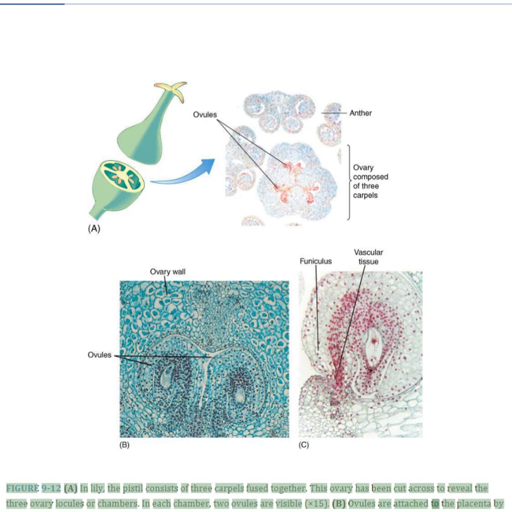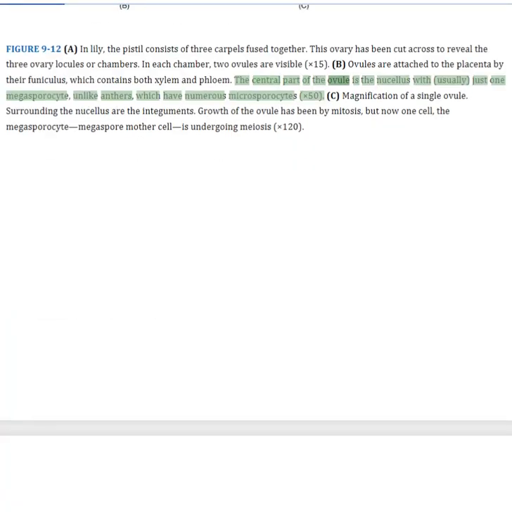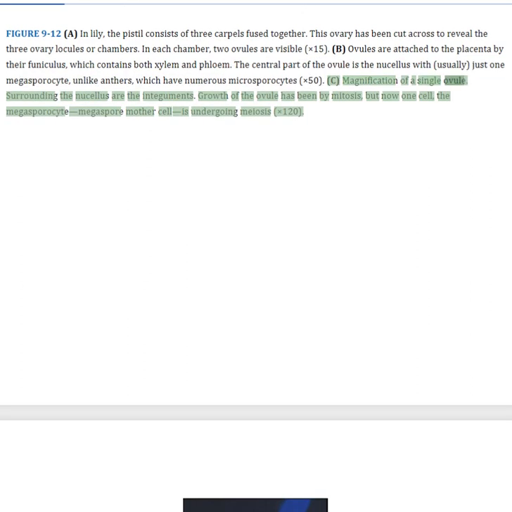Ovules are attached to the placenta by their funiculus, which contains both xylem and phloem. The central part of the ovule is the nucellus with just 1 megasporocyte, unlike anthers, which have numerous microsporocytes. Magnification of a single ovule. Surrounding the nucellus are the integuments. Growth of the ovule has been by mitosis, but now one cell, the megasporocyte, or megaspore mother cell, is undergoing meiosis.